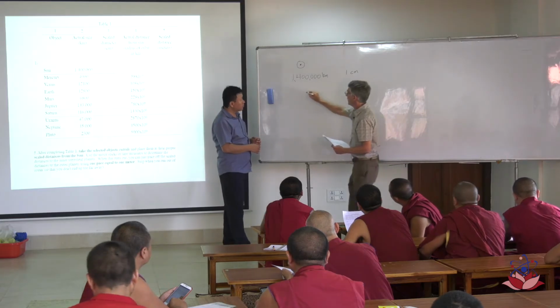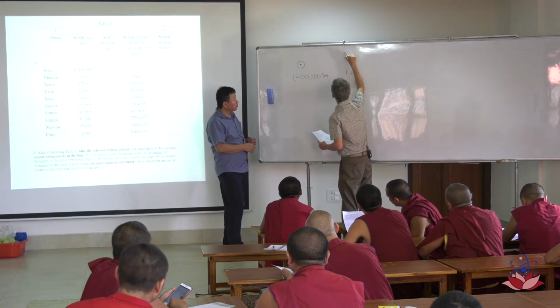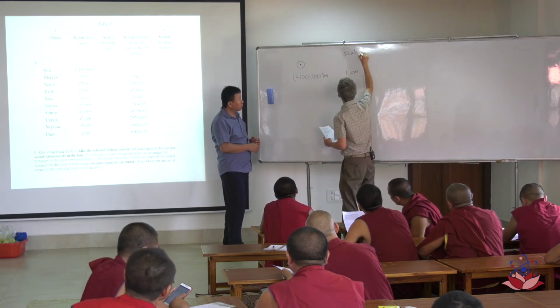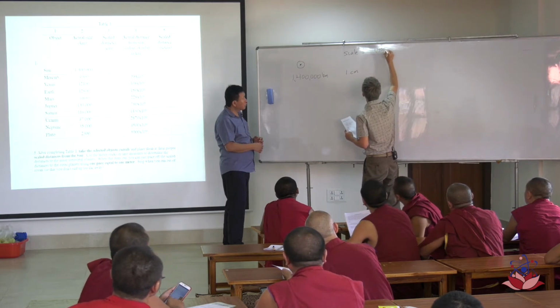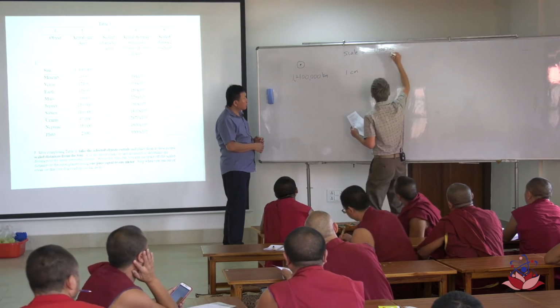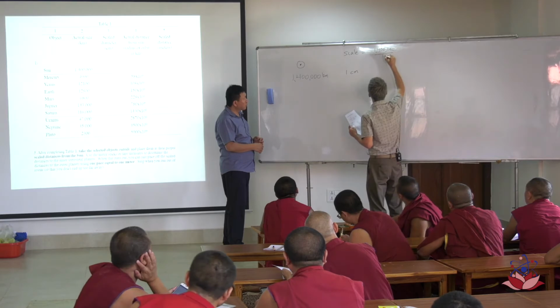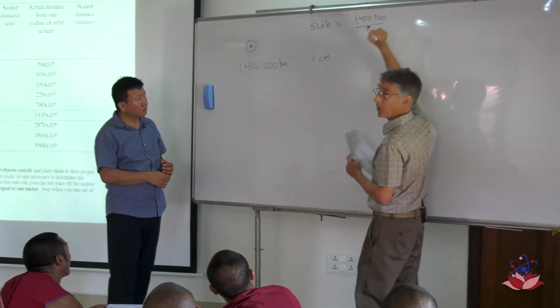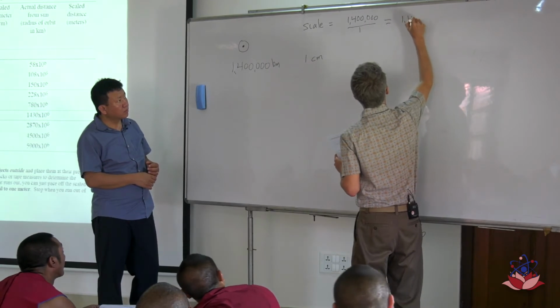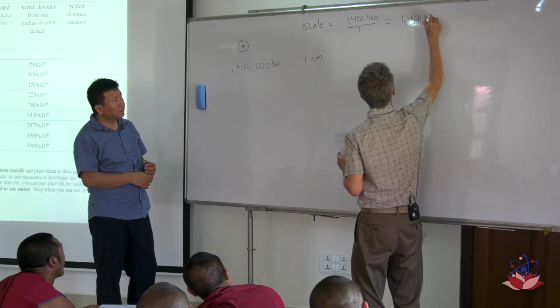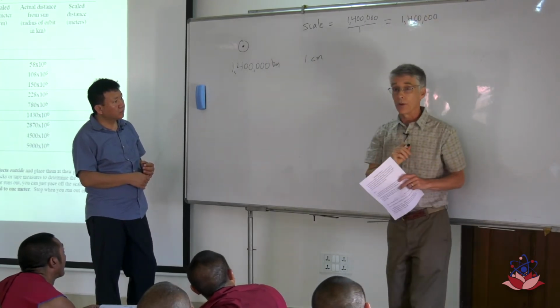So then the scale factor equals 1/400,000 divided by 1. So I chose an easy number. So the scale factor is still 1,400,000.